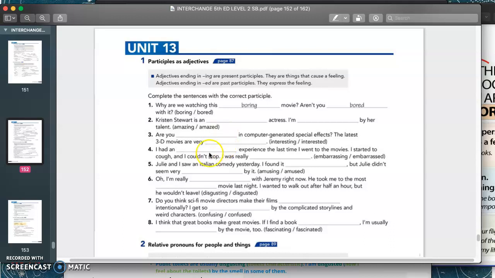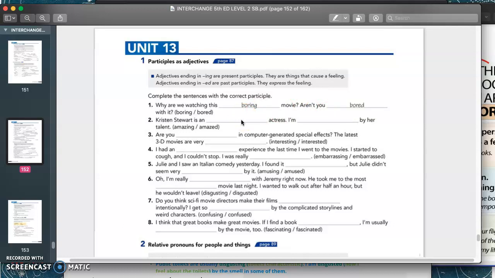Okay, let me see. She's an amazed. So that actress, if you say that she's an amazed actress, that means that she's amazed. Something causes her to be. So I am blank by her talent. You will say I am. Teacher, the field is a magazine. Remember?